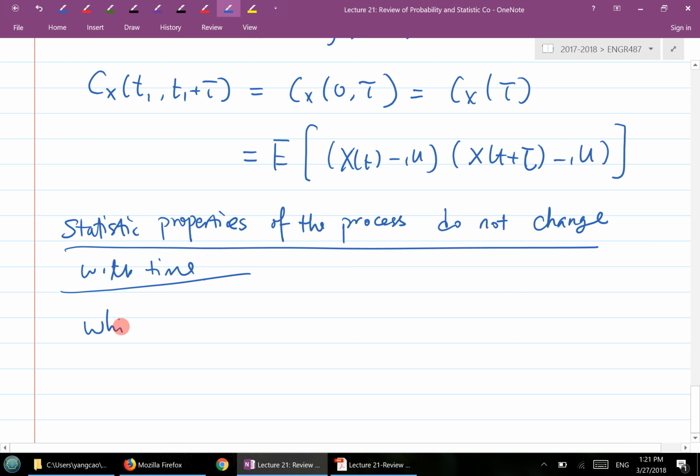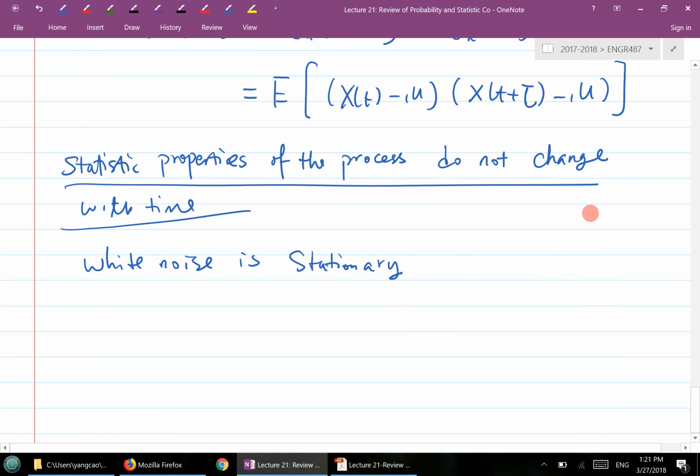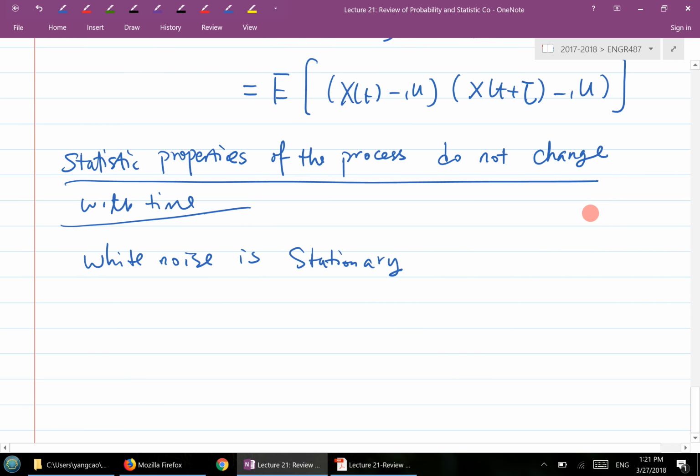And white noise is stationary. I'll give you an example of what it means for white noise to be stationary. So now let's take a look at white noise. Specifically, I'm looking at a discrete random sequence of numbers, right?